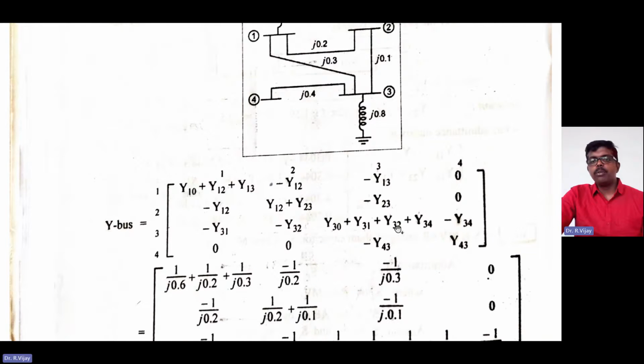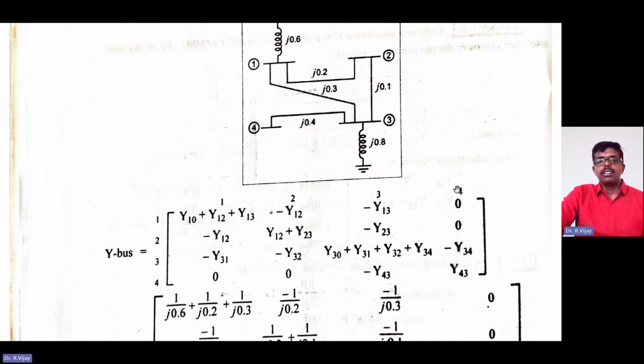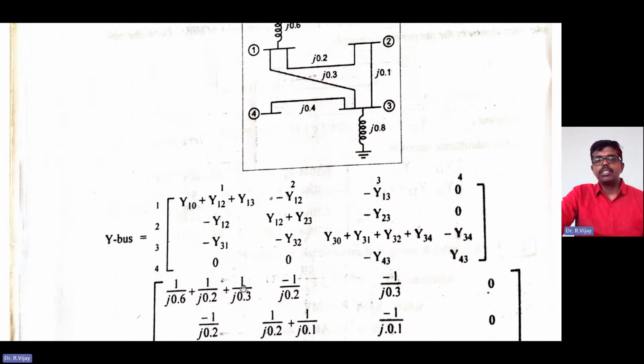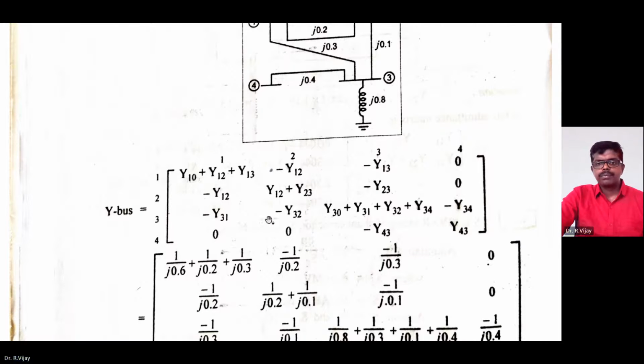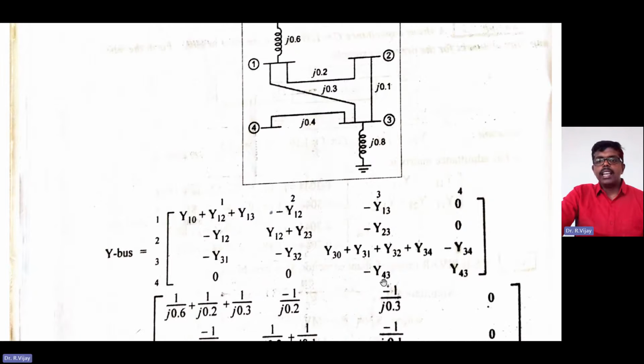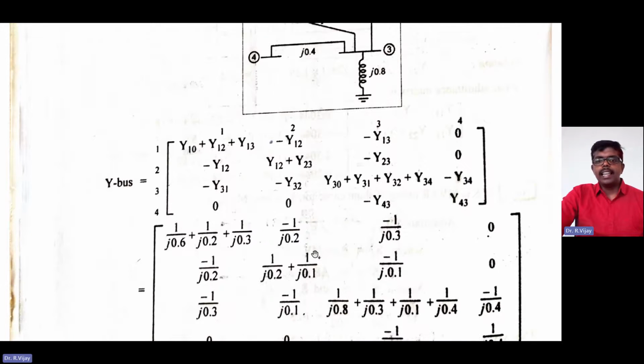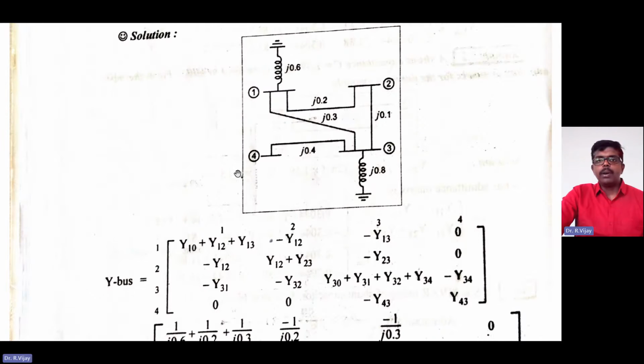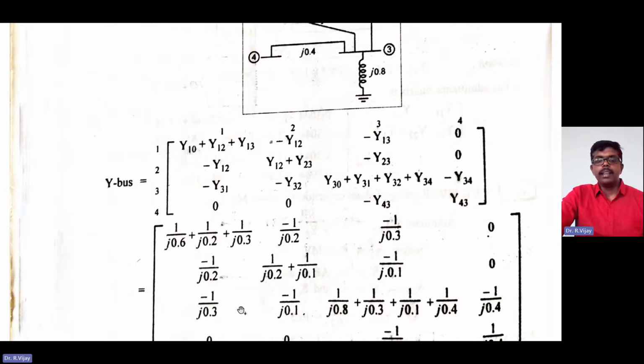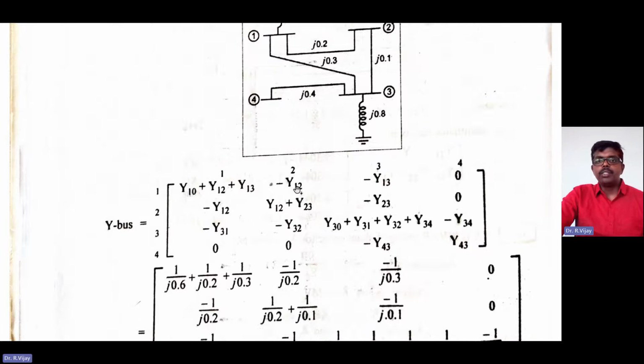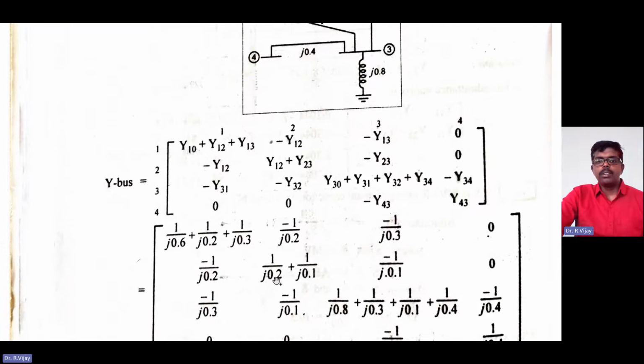Next, similarly minus of Y13, and here no connection. Y14 has no connection, so 0. Similarly Y12, then Y23, minus of Y23. So Y23 is j into 0.1. Directly like that you need to write. Next Y31, j into 0.3. Next Y32, j into 0.1.